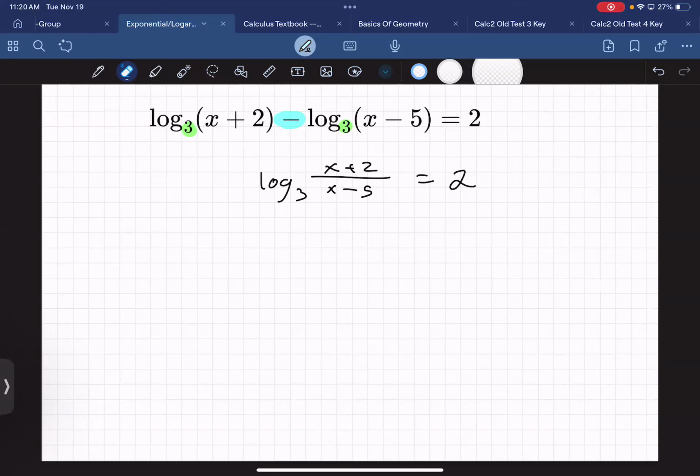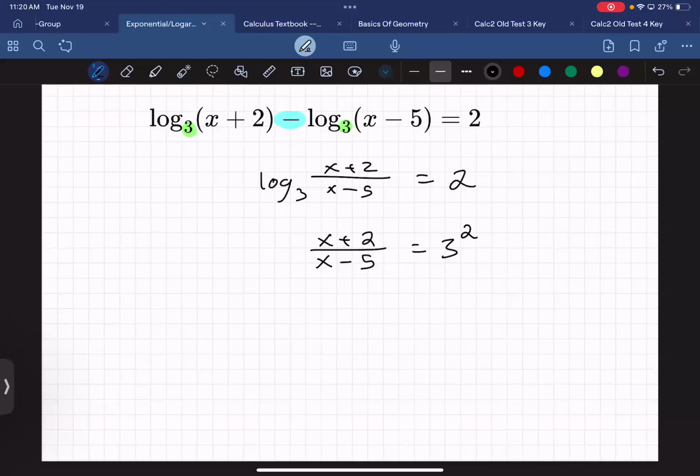Okay. With that in place, though, what do I need to move now? I need to deal with the 2, right? But remember, this is where with logarithms, I can change it to an exponential to allow me to solve, right? And this is where that idea of an inverse comes in. Instead of log base 3, I have 3 squared now, okay?